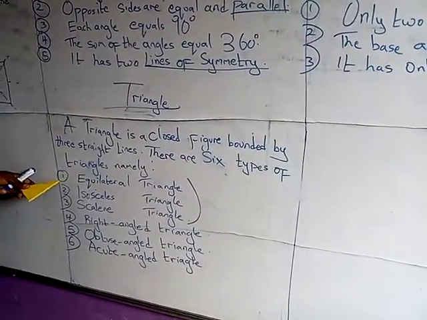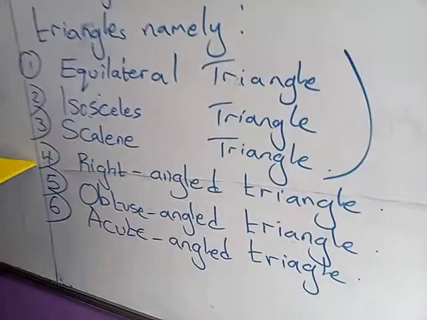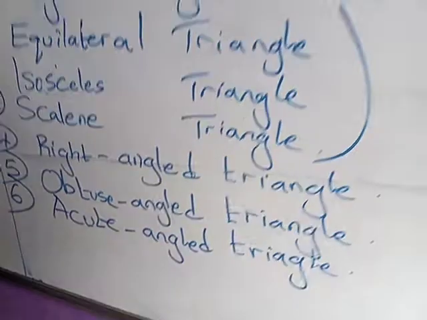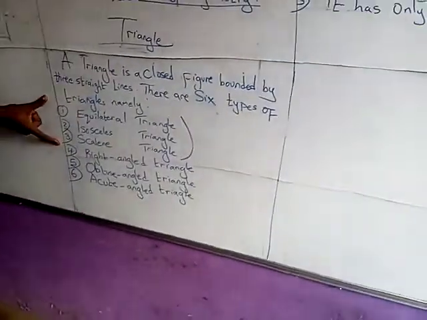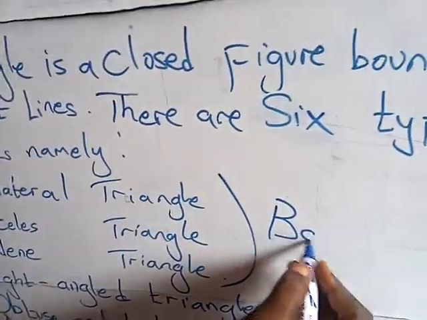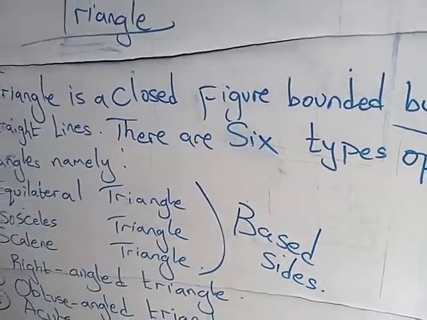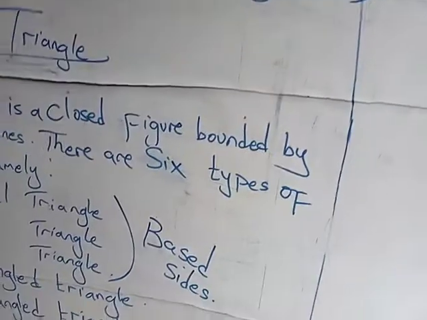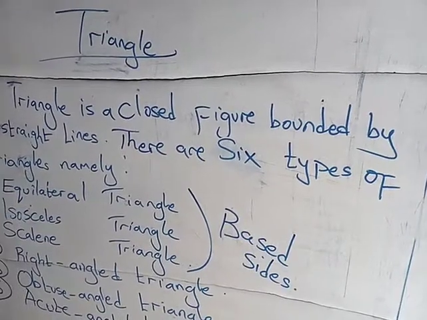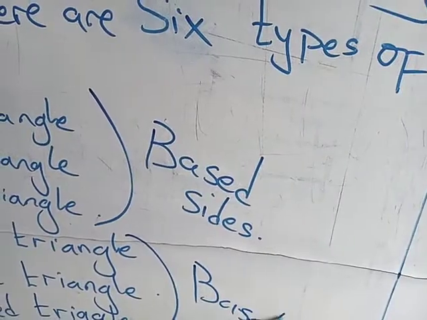We have the equilateral triangle, the isosceles, the scalene, the right angled triangle, the obtuse angled triangle, and the acute angled triangle. These first 3, the equilateral, the isosceles, and the scalene, are classified according to their sides. That's how they classify the equilateral, scalene, and isosceles, based on their sides. Then these last 3 are classified based on the type of angles they possess.